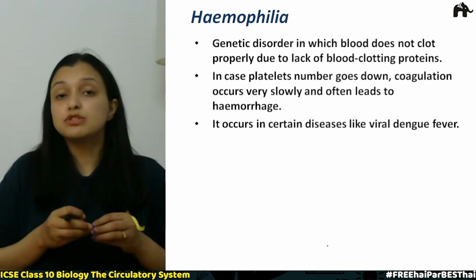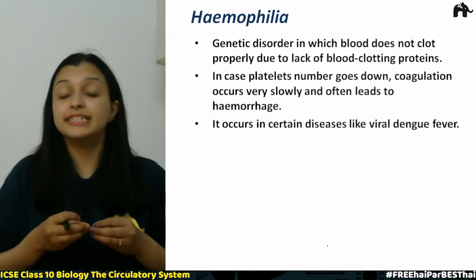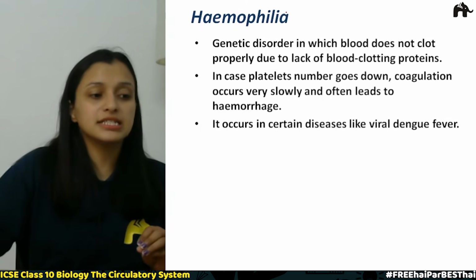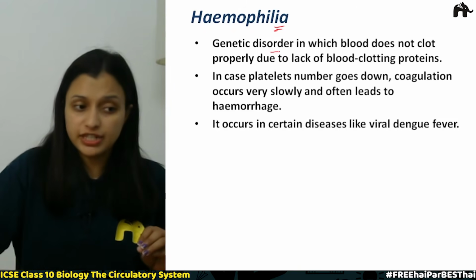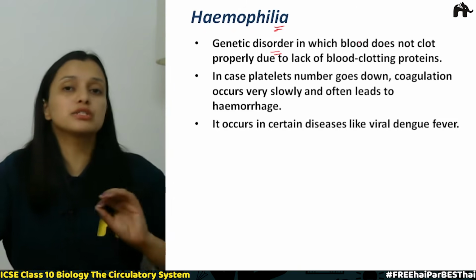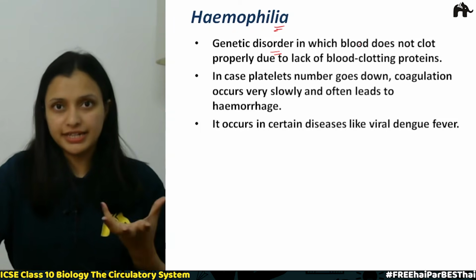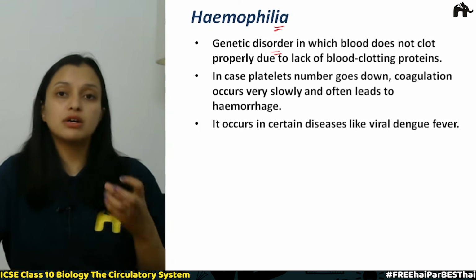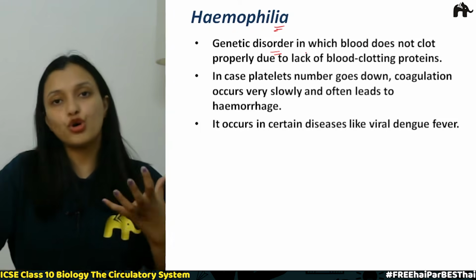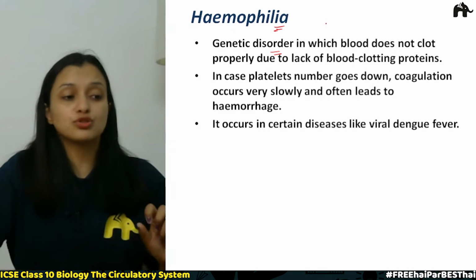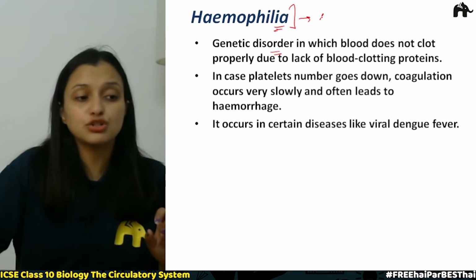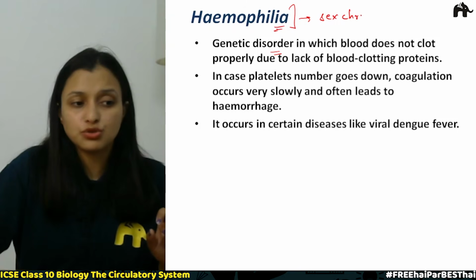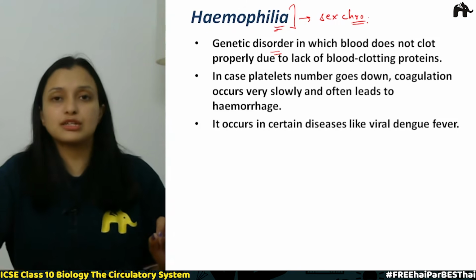There is one disease which is related to blood, and it is a genetic disorder. That disease is Haemophilia, which is a genetic disorder in which blood does not clot. So that is a genetic disease, right? You must have heard about the chromosomes, that there are autosomes and there are sex chromosomes. This disease is linked to the sex chromosomes, so the gene is present on the sex chromosomes.